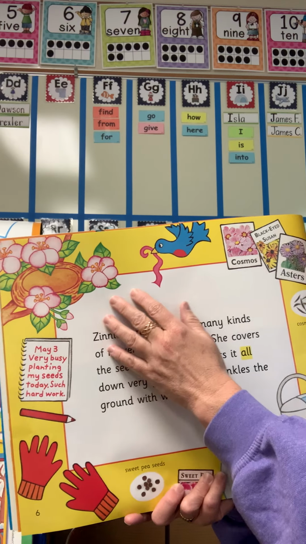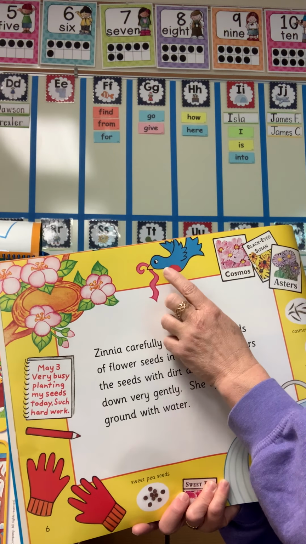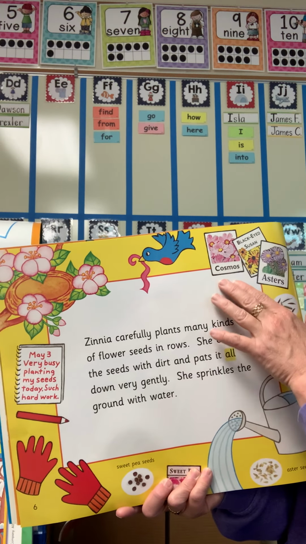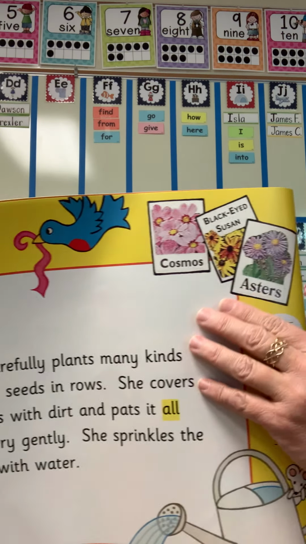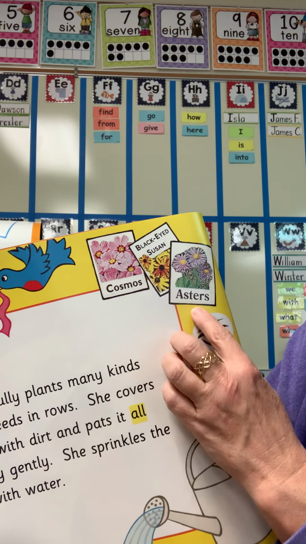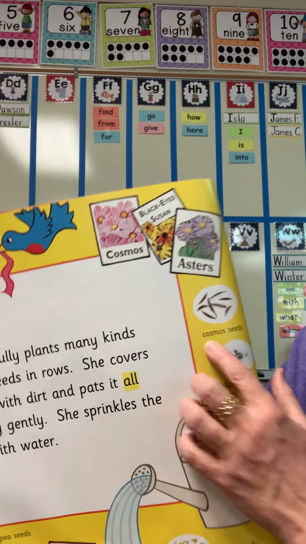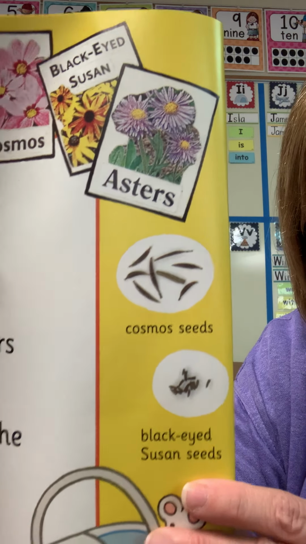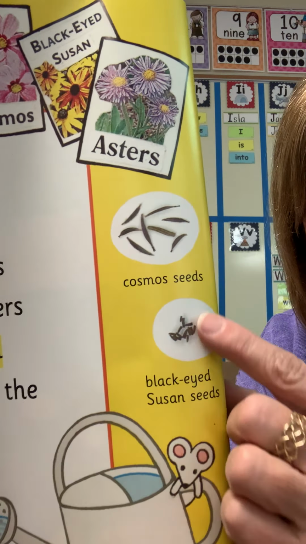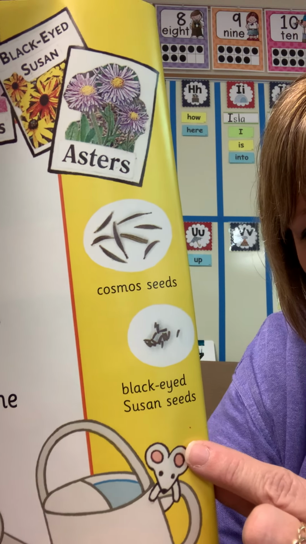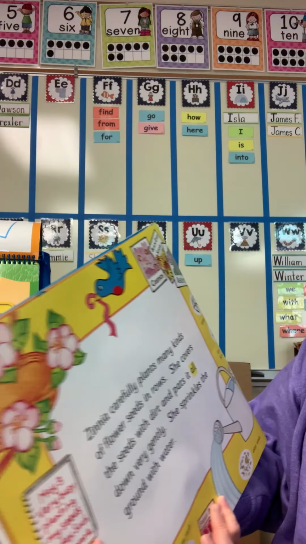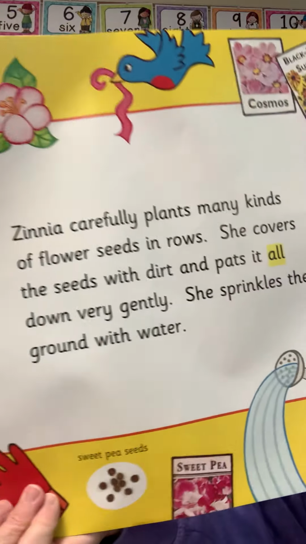So these are all the things that Zinnia needed. I don't know, a bird must be dropping by to say hello. Here's her seeds. I see cosmos, black-eyed Susan, and asters. And this is what the seeds look like. Can you see that really close? How fun is that? Those are cosmos seeds. Those are black-eyed Susan seeds. Oh, and down here she has some more.